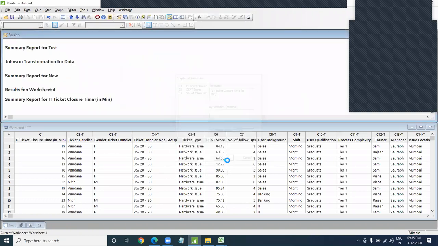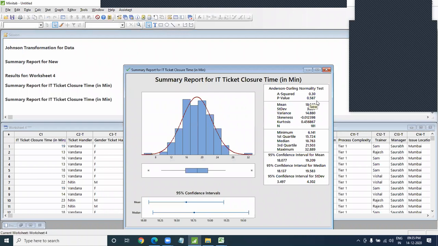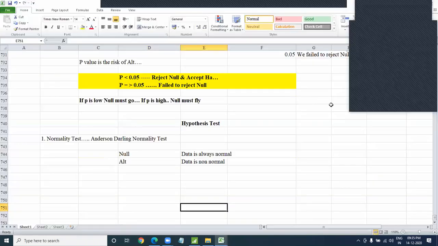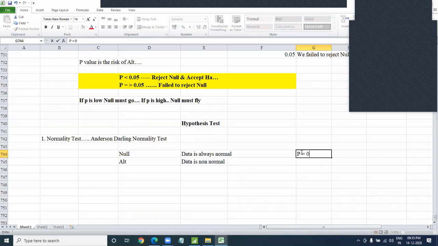Now, help me understand. This p-value says 0.587. I'll just write it down. When we performed the test, we got a p-value of 0.587. Is this null or is this alternate? You tested normality and got a p-value of 0.587. Are you going to go with null or are you going to go with alternate?